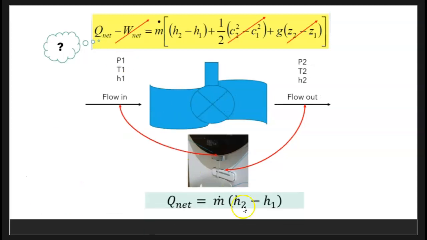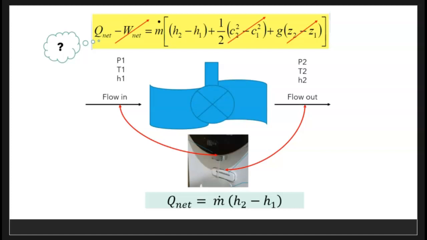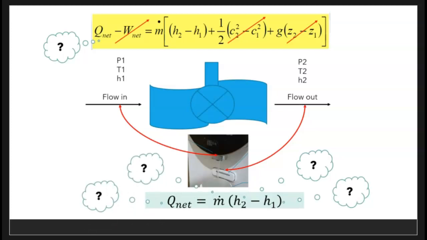So from the deductions of the terms here, we finally have this form, which is Q net is equal to m dot (H2 minus H1). Therefore, we will need to figure out the value of H1, or enthalpy at state 1, enthalpy at state 2 where the flow is going out, and what about the mass of this flow, as well as the Q net.